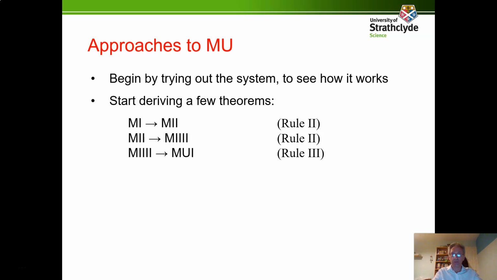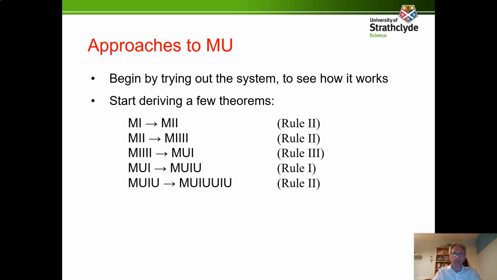4 true statements already. I can add a U to it now using my first rule. If the string ends in an I, I can add a U. And then finally I can double it. So I've doubled everything that comes after the M here to make MIU, UIU.